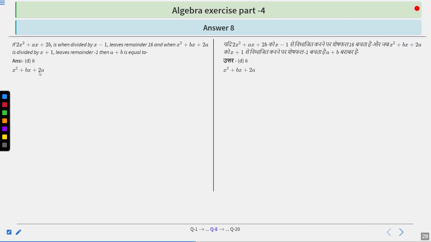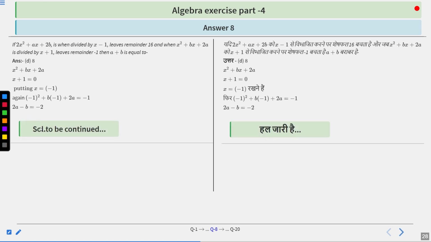x square plus bx plus 2a was our next equation, and it is divided by x plus 1. So x plus 1 equal to 0. So putting the value of x equal to minus 1, in this equation we get minus 1 square plus b into minus 1 plus 2a equal to minus 1, because it was leaving remainder minus 1. Therefore, 2a minus b equal to minus 2.